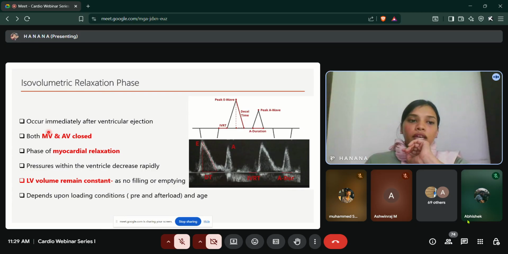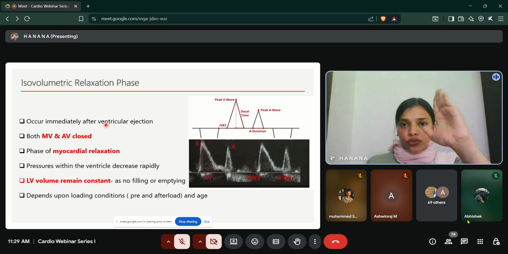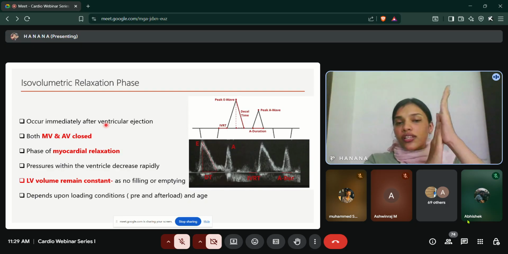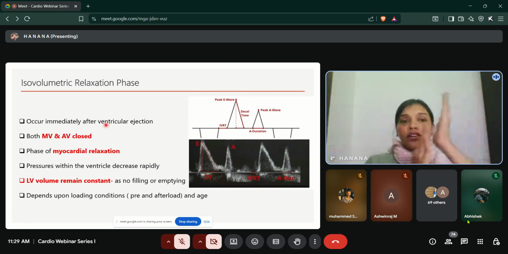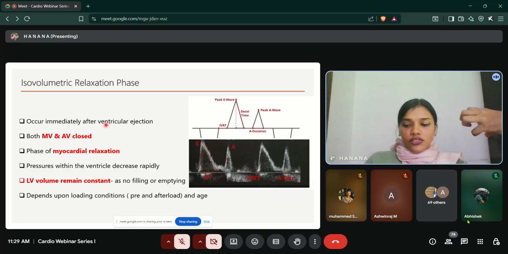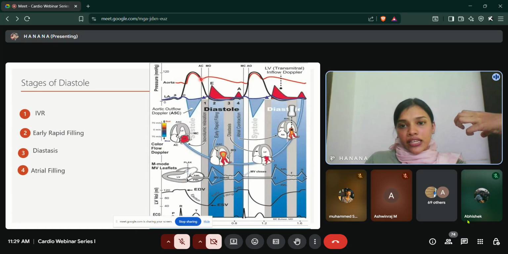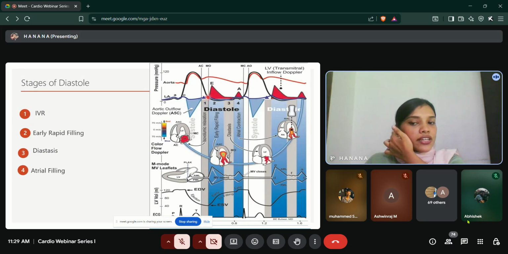Isovolumetric relaxation phase. It occurs immediately after the ventricular ejection. We have seen that the aortic valve is closed, and now systole is almost over, and the isovolumetric relaxation phase happens. This is the phase where the left ventricle relaxes. So we are seeing the pressures falling very rapidly during the isovolumetric relaxation phase.